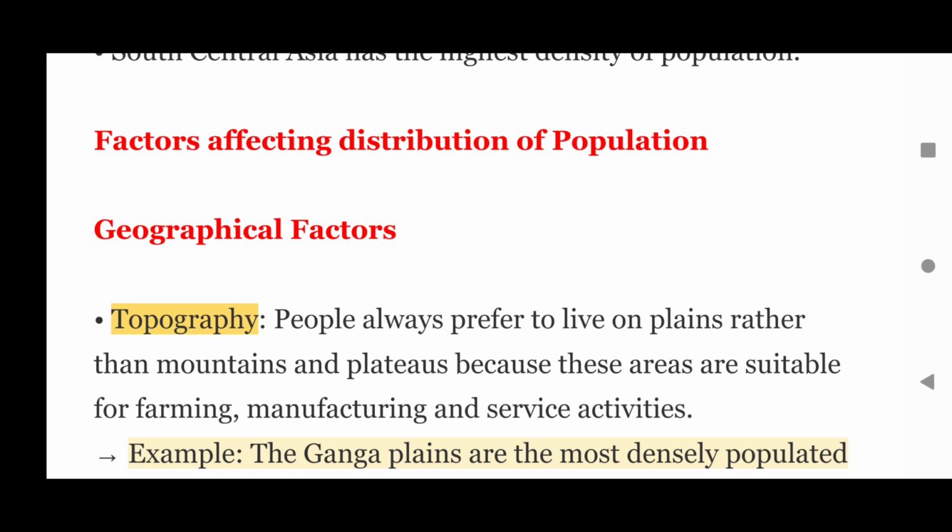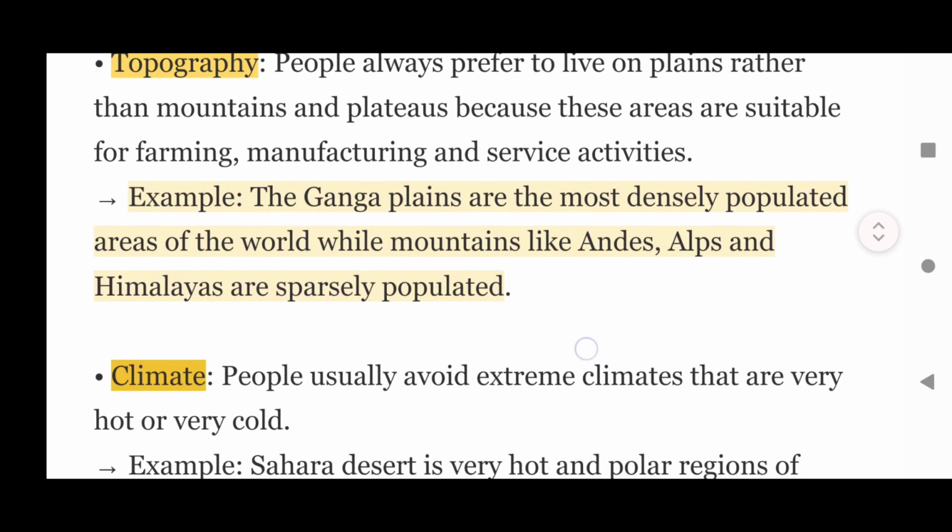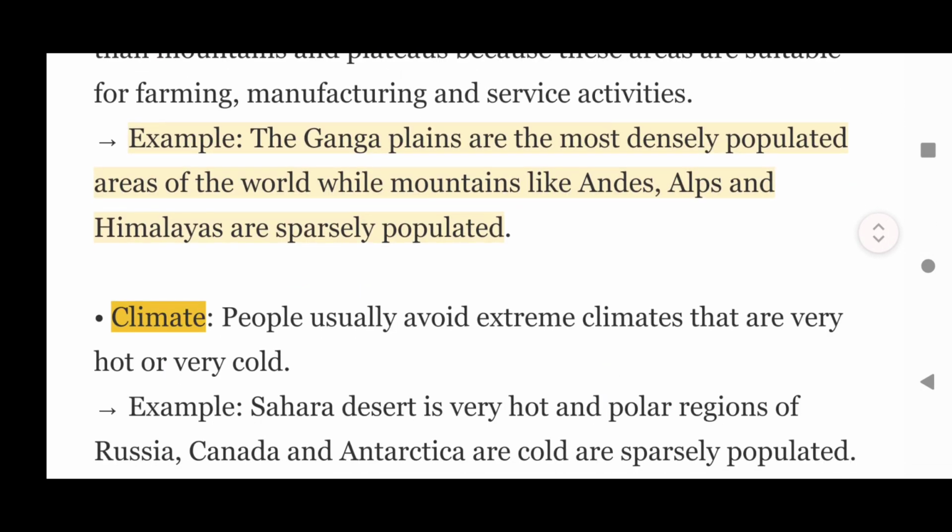Factors affecting distribution of population. First is the geographical factor. Topography. People always prefer to live on plains rather than mountains and plateaus because these are suitable for farming, manufacturing, and service activities. For example, the Ganga plains are the most densely populated areas of the world, while mountains like Andes, Alps, and Himalayas are sparsely populated.